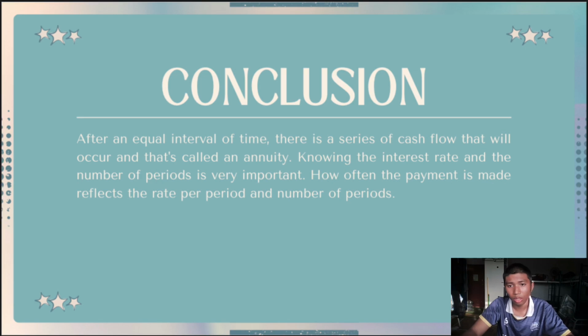So, in conclusion, after an equal interval of time, there is a series of cash flows that occur, and that is called an annuity. Knowing the interest rate and the number of periods is very important. How often the payment is made reflects the rate per period and the number of periods.